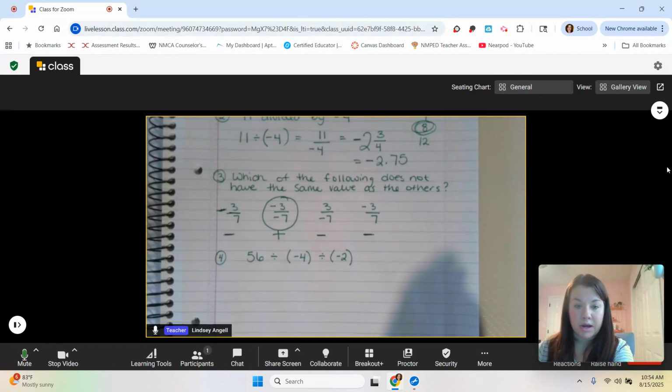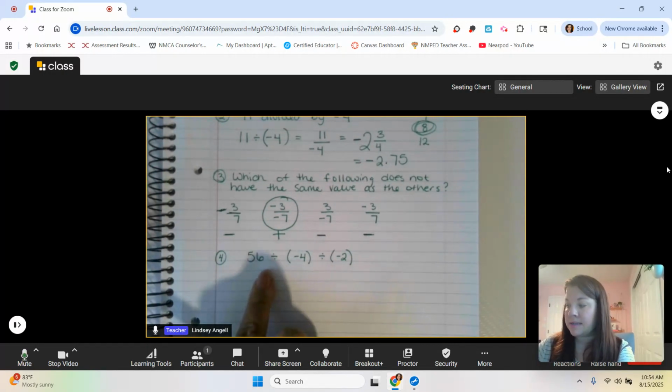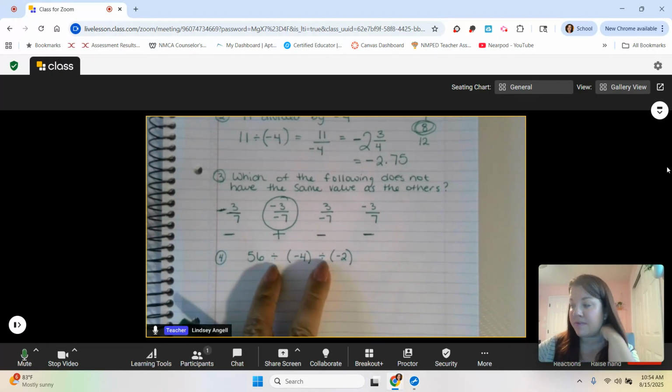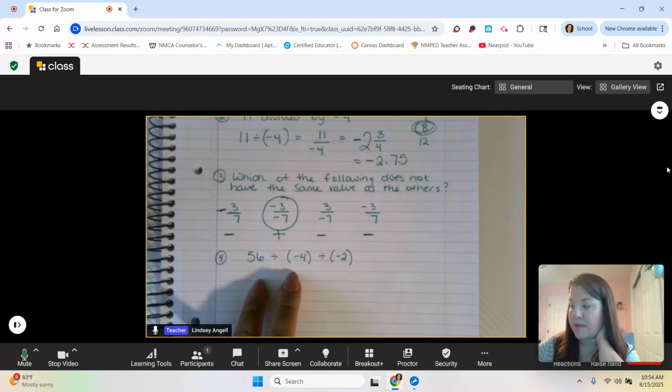Alright, number 4. This time we have 3 numbers. Okay? So, first one, 56 divided by negative 4. Okay? And with the order of operations, right, if you remember order of operations, when you have like multiplication and division, those are on the same level as each other. But so since I have division in 2 spots, I'm just going to go in the order that I see them. Okay? So 56 divided by negative 4.